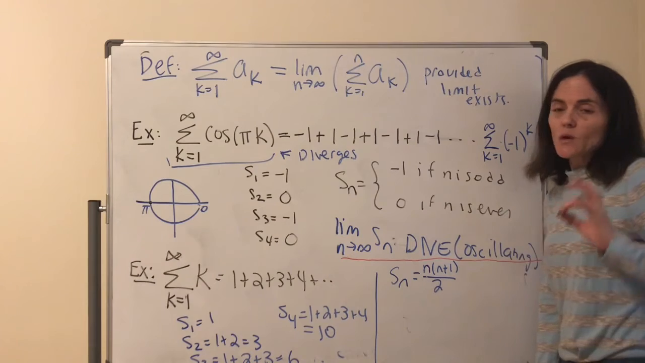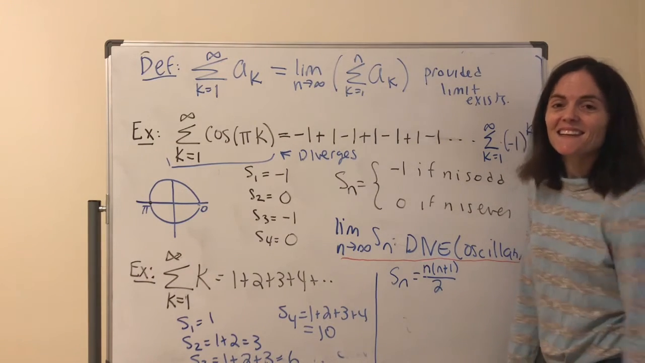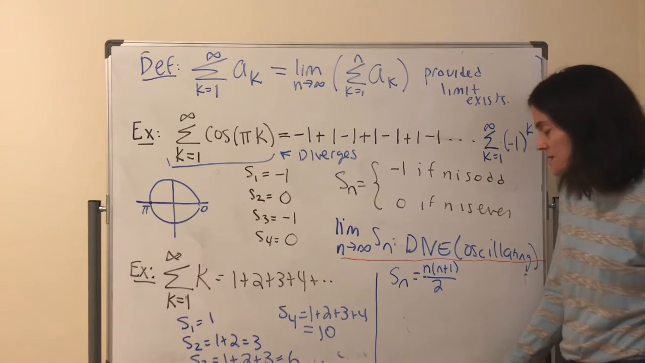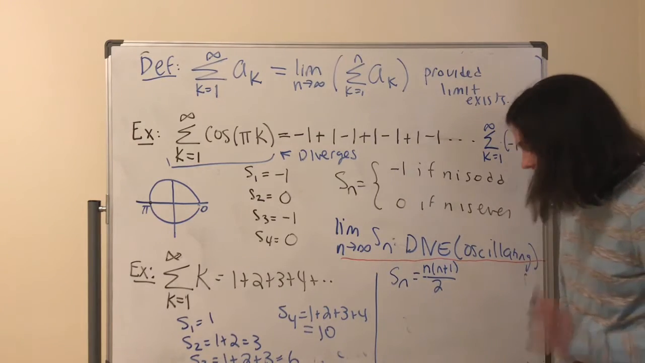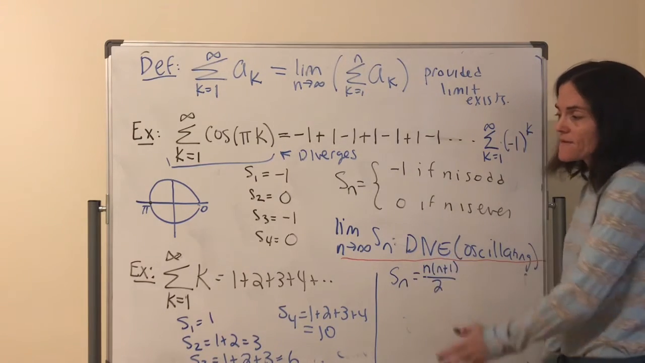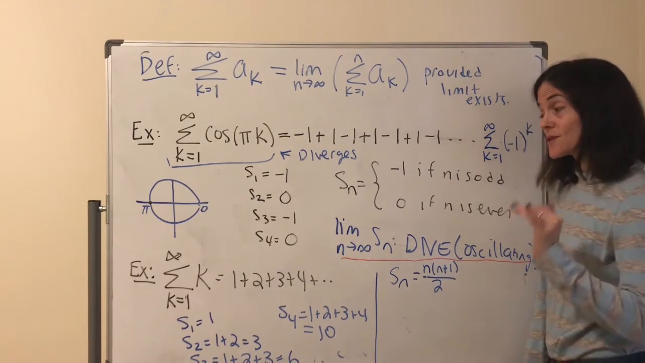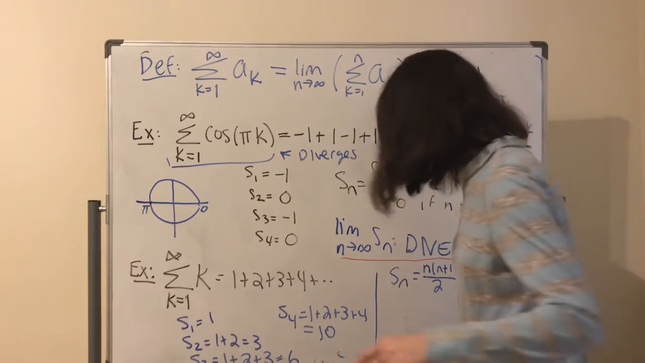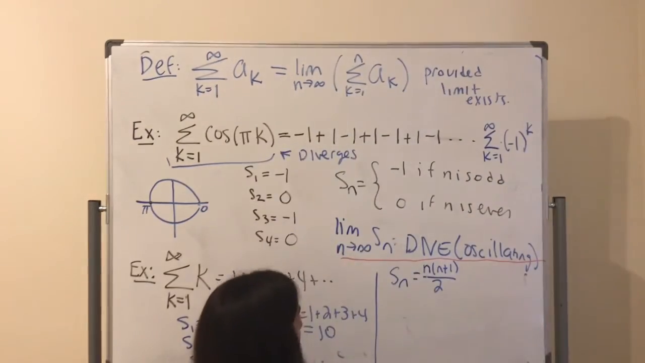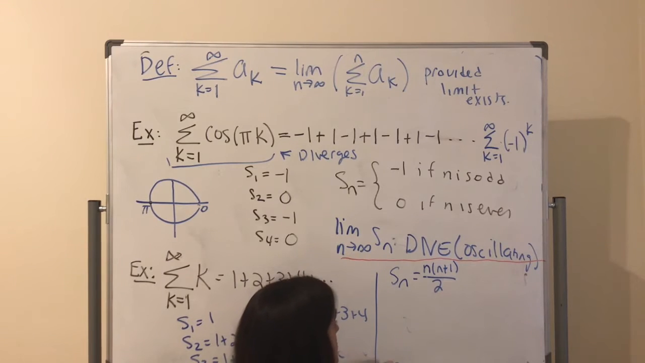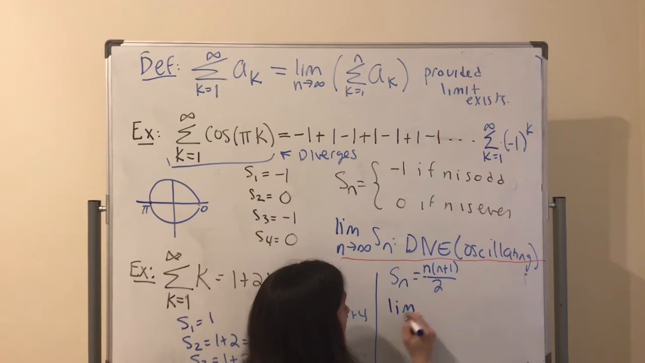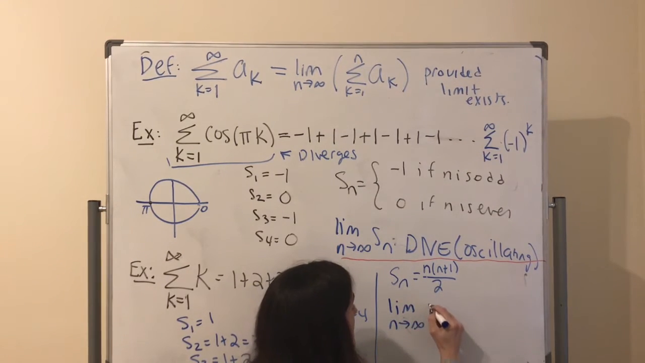This is something that you could prove by induction in, say, a math reasoning course, but I'm not going to prove it. I'm just going to use the fact that this is the sum of the first n integers. And then we take a limit as n goes to infinity. Well, this we can calculate the limit quite easily.